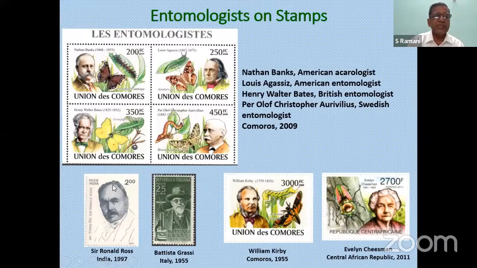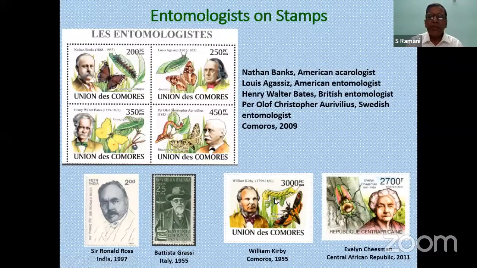So this came out as a centenary of his discovery in 1997. 1897 is when he discovered this. And there is also Battista Grassi. There's a lot of controversy between the two because Ronald Ross actually got a Nobel Prize in 1902 for his discovery. But he did not actually show the malarial parasite; he did it on a bird. In the case of Battista Grassi, he actually showed the malarial parasite on human beings. Unfortunately, he was denied the Nobel Prize for whatever reason, some politics which goes on in the Nobel Prizes. So that way, these stamps gain importance.